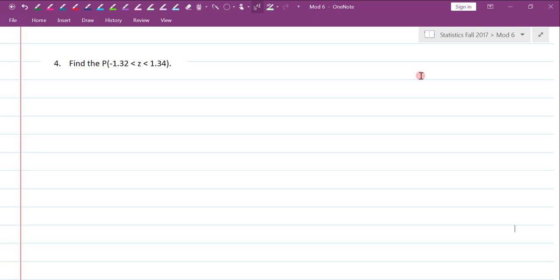Okay. I'm assuming if you're still here, you are ready to have me solve this problem. So here we go. First thing I'm going to do is draw my picture of the question. This says, find the probability that negative 1.32 is less than z, which is less than 1.34.